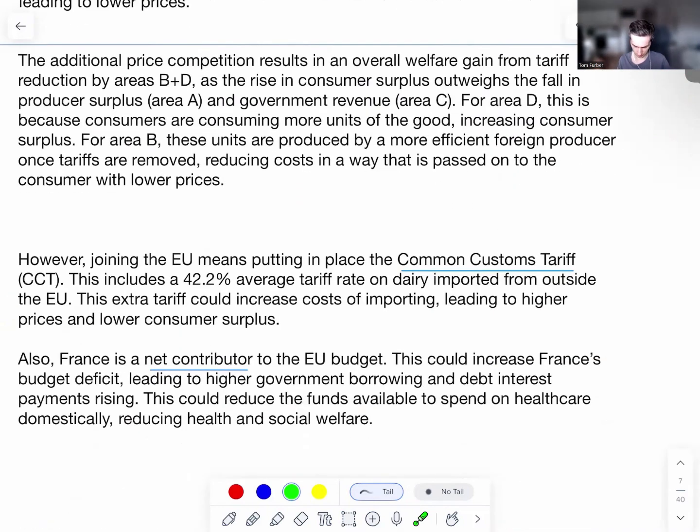Let's evaluate. So the first evaluation point is about the common external tariff. There's this common customs tariff that you have to put in place if you join the EU. An example includes a 42.2% average tariff rate on dairy imported from outside the EU. That could increase the cost of importing. That could lead to higher prices and lower consumer surplus. Also, France is a net contributor to the EU budget, and so that could increase France's budget deficit, leading to higher government borrowing and debt interest payments rising. And that means the French government has less funds available to spend on other things like healthcare, and that could reduce health and social welfare.